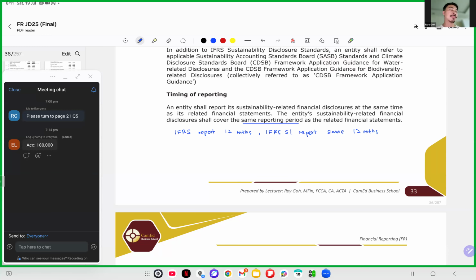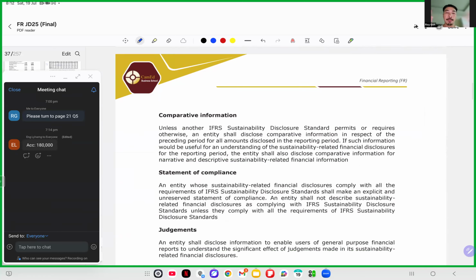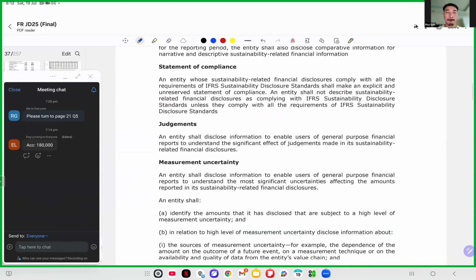How do I know all this? Because these are what has been tested in SBR. In the SBR examination, this came up. So if these are the ones that come up, I'll tell you because as FR, you pay attention to this. So not too difficult, right? Next one. Comparative, the rest is the same.